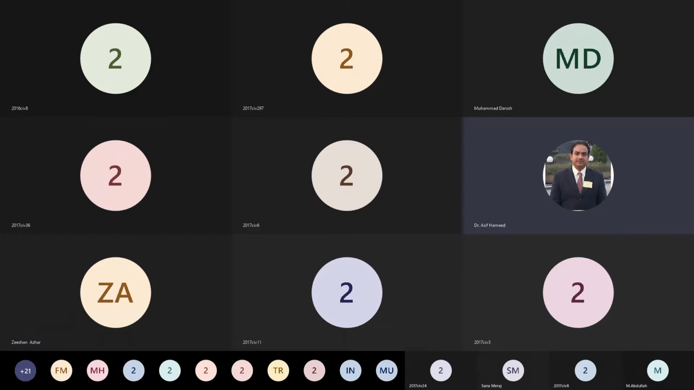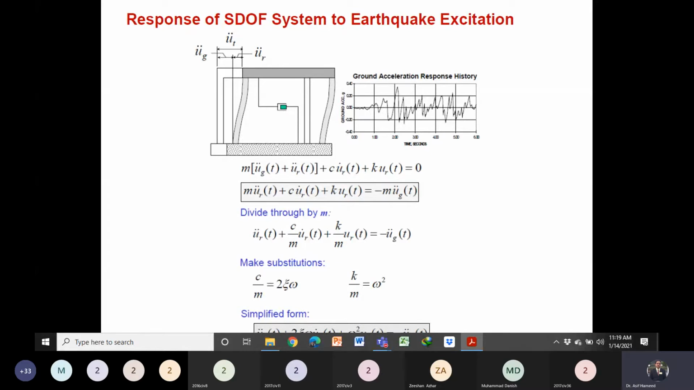Suppose we have a single bay, single story frame. This is a single story, single bay frame, and this one is the undeformed shape. This frame is subjected to the ground acceleration ug double dot. This is the ground acceleration. Definitely the base of the structure will also move this much. This is the displacement here.